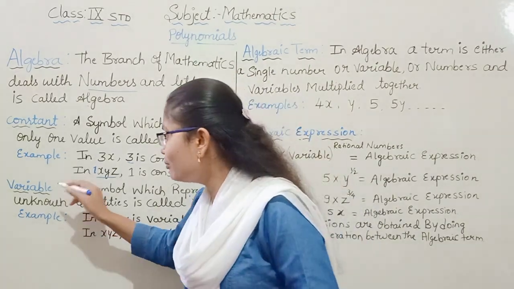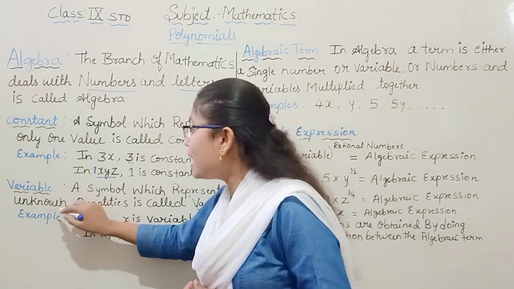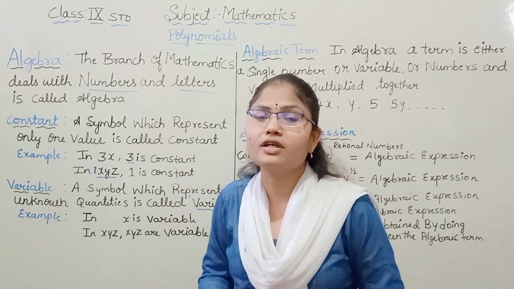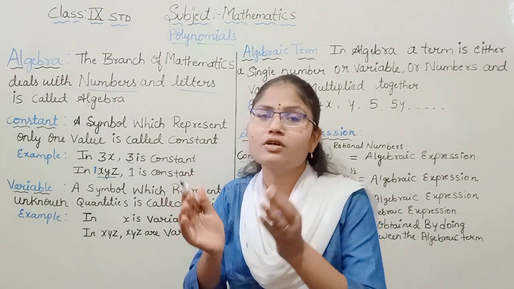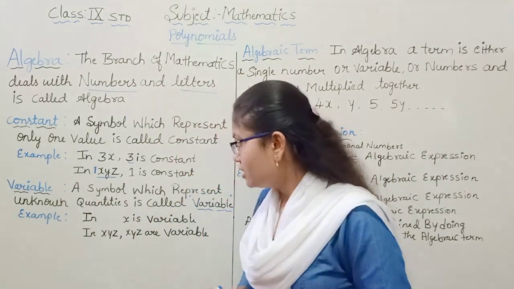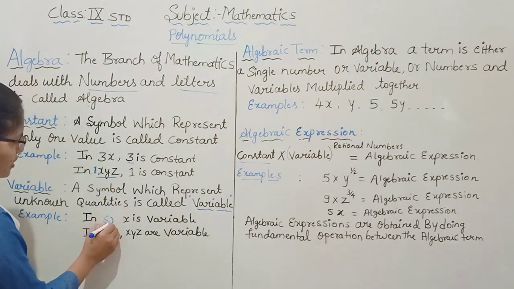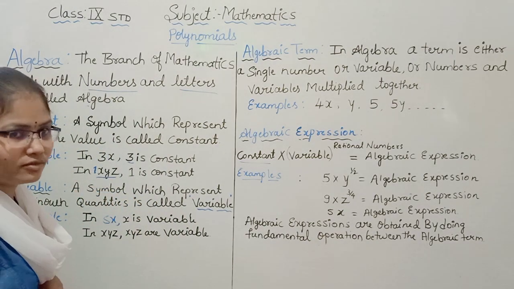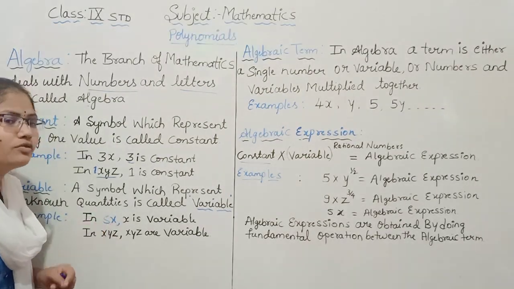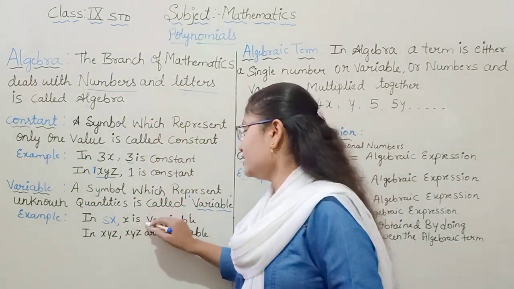Next, variable. What is meant by variable? A symbol which represents unknown quantities is called a variable. We don't know that value. For example, in 5x, x is a variable. Here the value of 5 doesn't change at any cost, but the value of x will vary according to the situation. So you can call x a variable.